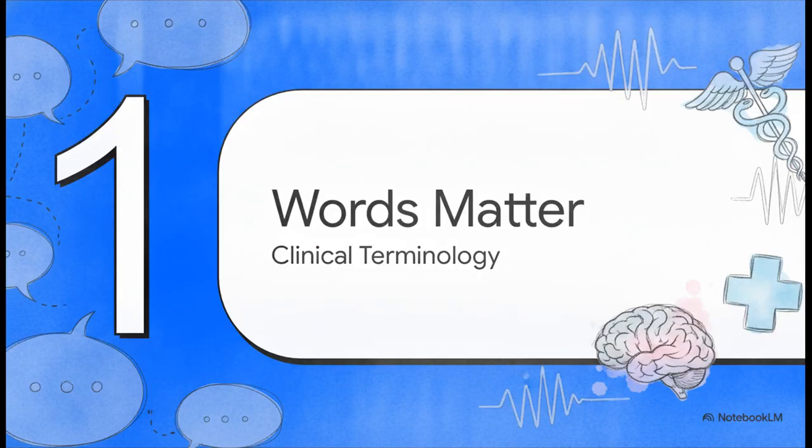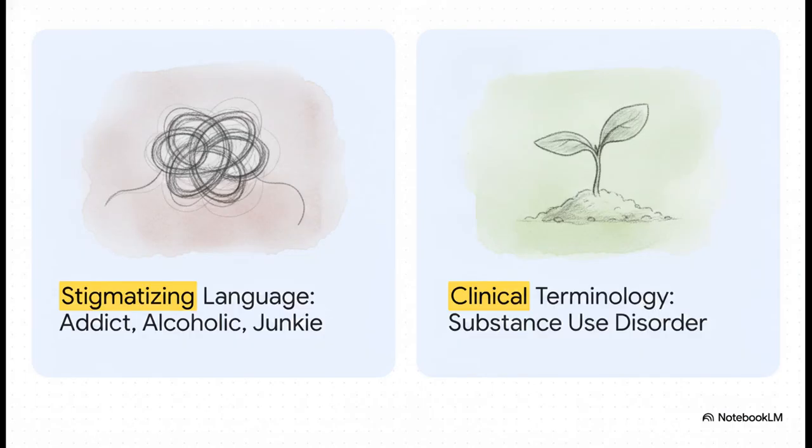All right, let's jump right into section 1, Words Matter, Clinical Terminology. Take a look at this shift. Notice how we're moving away from the stigmatizing language on the left to person-first clinical terms on the right. Think about the English grammar here for a second. When we use words like addict, alcoholic, or junkie, we're literally using a noun to define a person's entire identity. And honestly, those words carry a massive social stigma. They mark the issue as shameful, which often makes people want to hide their struggles rather than seek help.